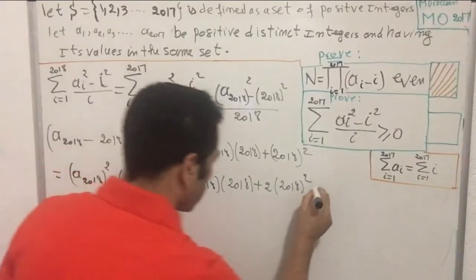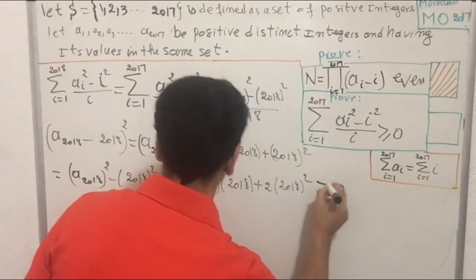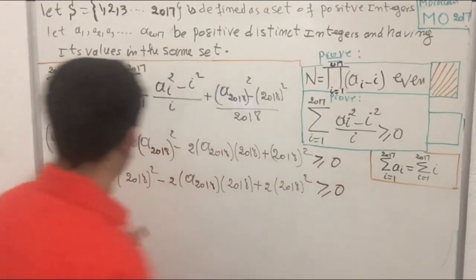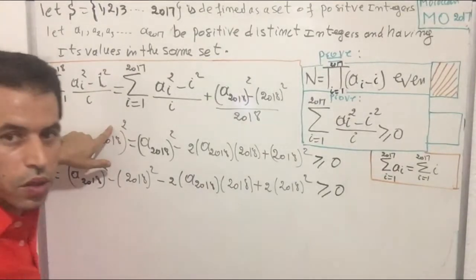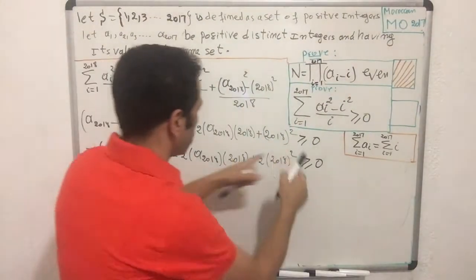This one, what is it? Superior or equal to 0. Superior or equal to 0. Why? Because we have a quantity square.